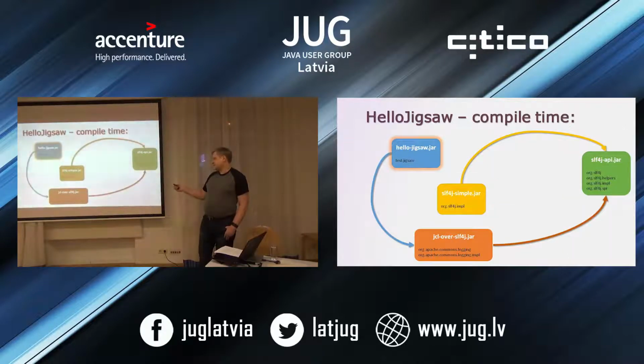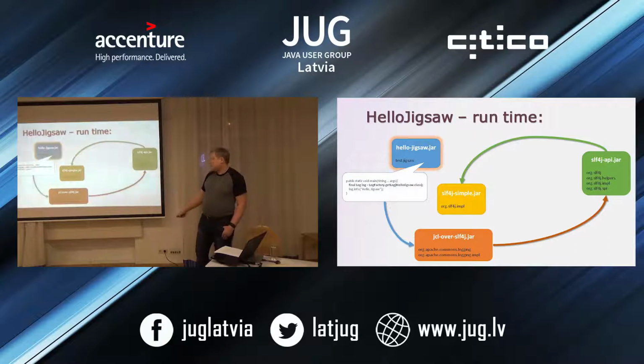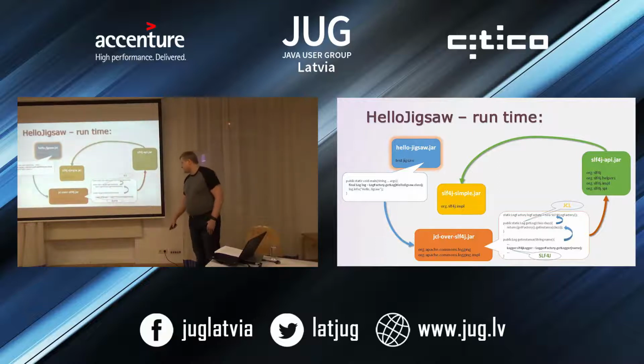The compile graph is trivial. HelloJigsaw depends on JCL over SLF4J, which in turn depends on the SLF4J API as well as SLF4J Simple. At runtime, however, the following things are happening. HelloJigsaw obtains the Java Commons logger. And inside of JCL over SLF4J, this logger is provided from an SLF4J log factory, which gives you the bridging functionality and bridges SLF4J loggers to the Commons Logging interface.